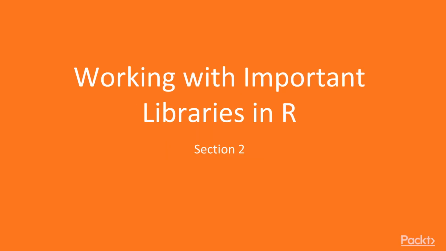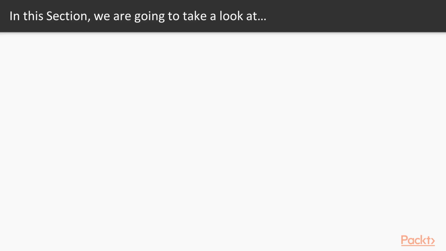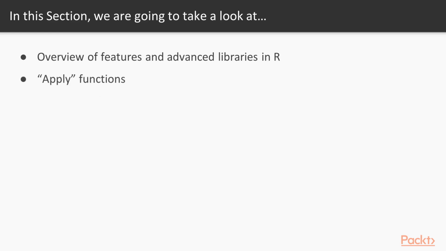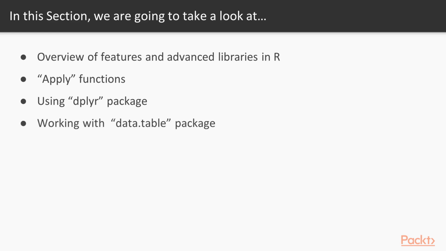Section 2. Working with important libraries in R. In this section, we will cover the overview of the features and some advanced libraries in R, the apply family of functions, the dplyr package, and working with the data table package. At the end of this section, you will be able to appreciate some advanced functionalities that are there in R.